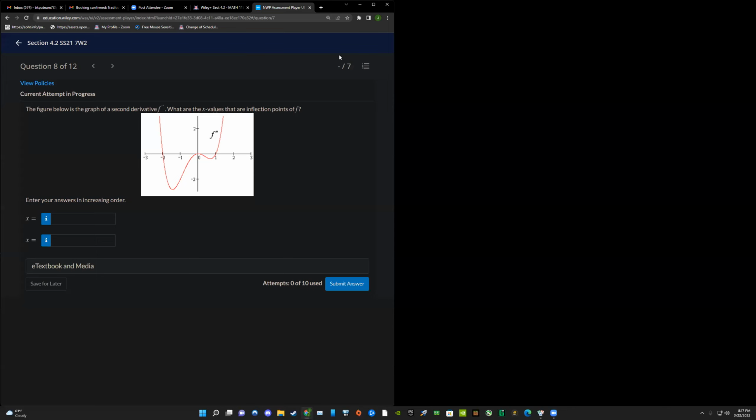I keep forgetting, like, okay, so inflection points are where it goes from concave down to concave up, basically. That's true, but this is not the graph of the original function. It's the graph of the second derivative. So because it's the graph of the second derivative, an inflection point occurs where it crosses the axis. So at -2 and 1, those are the only inflection points.